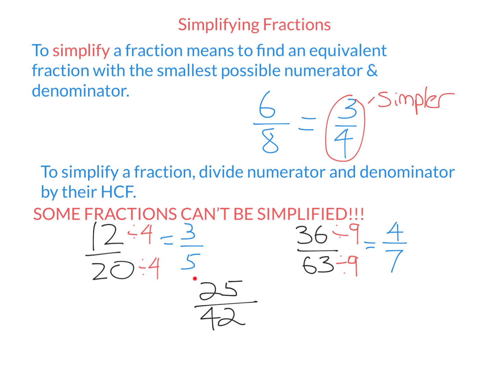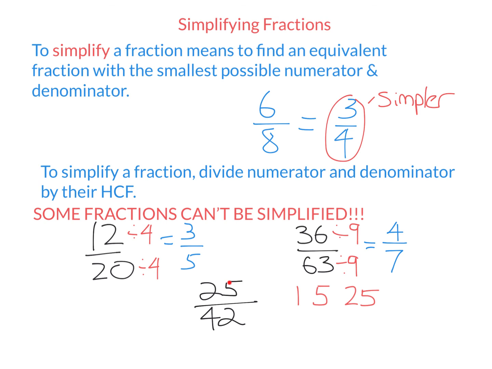So what about this fraction here, 25 over 42? Well, that's hard. What's a number that goes into 25 and 42? Why don't we find factors of the smaller number and see which go into 42? The factors of 25 are 1, 5, and 25. This doesn't go into 42. This doesn't go into 42. The only number that goes into both these numbers is 1.